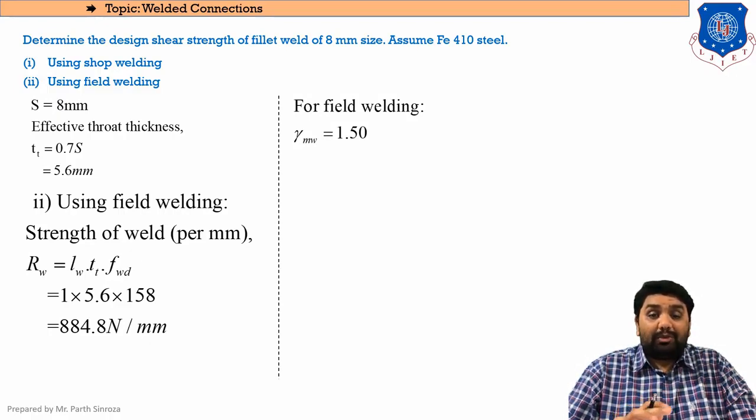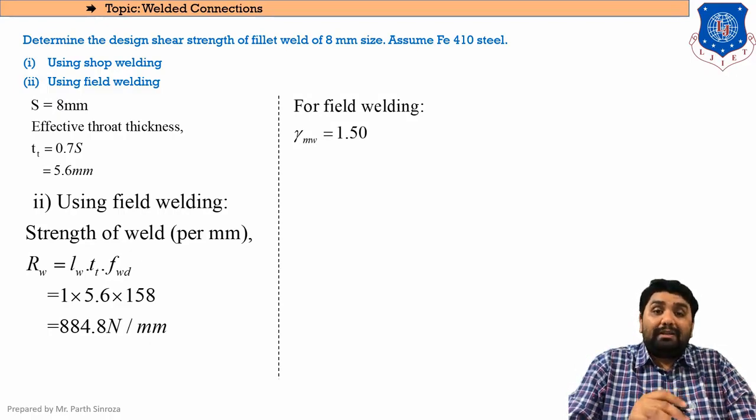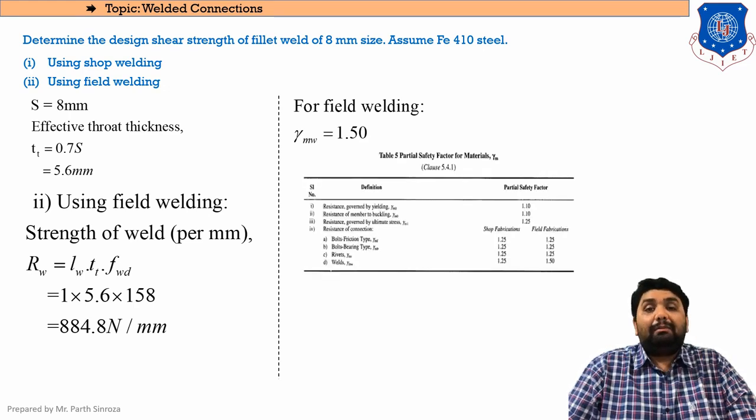Keep in mind there are two criteria. For shop weld, the gamma mw, that is factor of safety for weld, is taken as 1.25, and for field weld it is taken as 1.5. Where it is mentioned? It is mentioned in page number 30 of your IS code. So on page number 30, table number 5, here you can see that in the last row it is mentioned for welds, and in these two columns, the first column is for shop fabrication and the second column is for field fabrication.